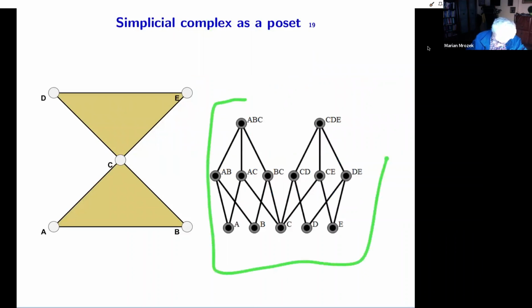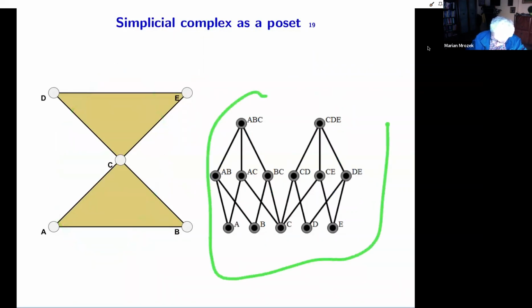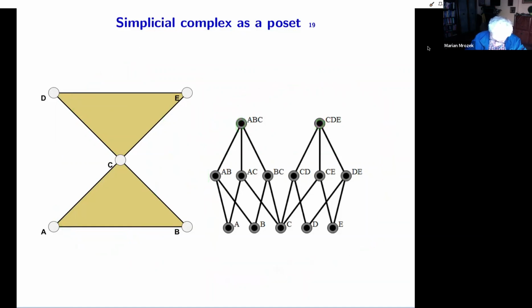can treat it as a poset. I already mentioned that, but here this simplicial complex is drawn directly as a poset. So you have the two triangles here at the top, then the 6 edges, 3 of one triangle, 3 of the other triangle, and then the vertices at the bottom. Of course, as in the Hasse diagram, you draw the poset with edges going from the larger to the smaller element.